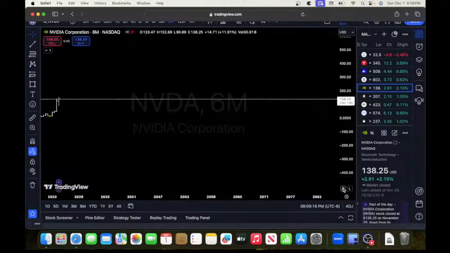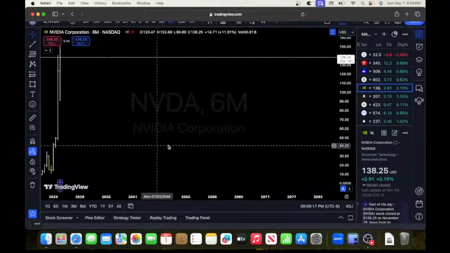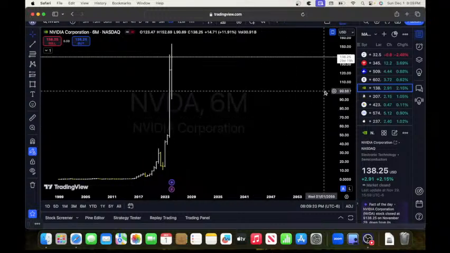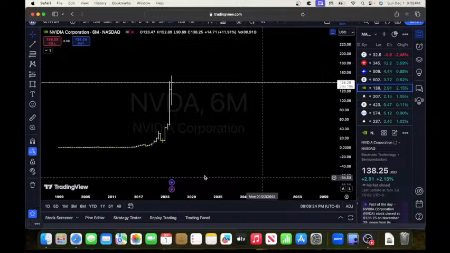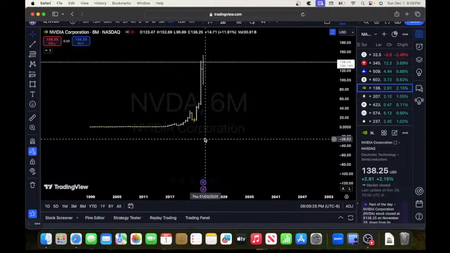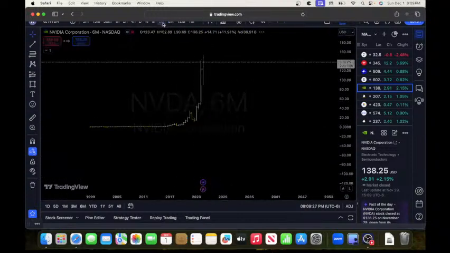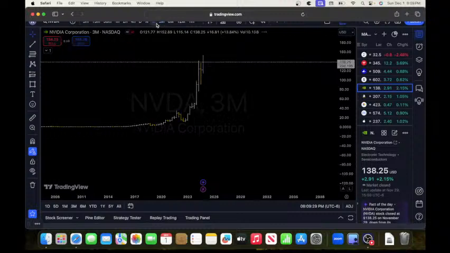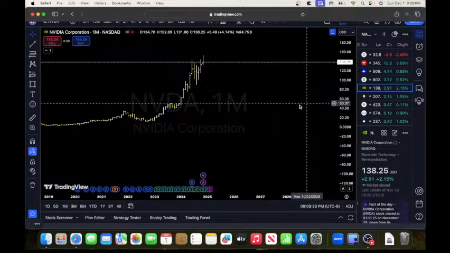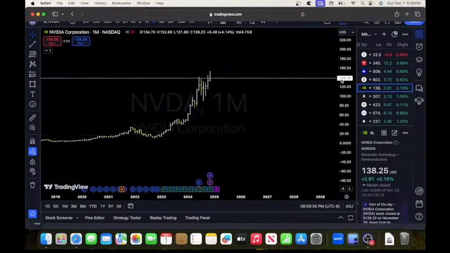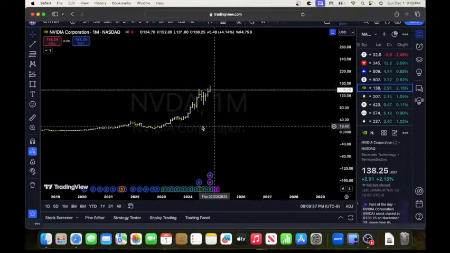Let's do this because I hate scrolling. As you can see, Nvidia is just an absolute monster. I don't even want to go that high because this trend's way higher than that. You want to find reasonable, attainable trends.